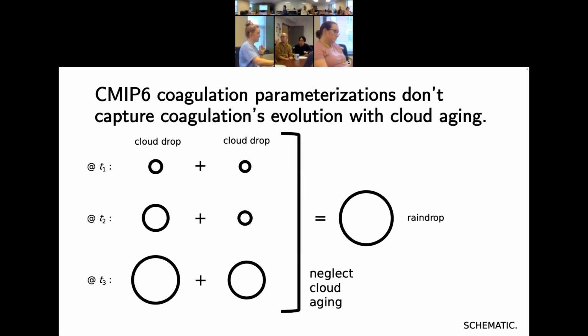Instead, what the models are assuming is that we can basically just average over all of these effects. And so it's always the same result. It doesn't matter that we can expect this with evolution. Basically, if two cloud drops are going to interact, they're always going to have the same capacity to produce these larger drops. What is the time scale of this process? Like minutes or seconds?